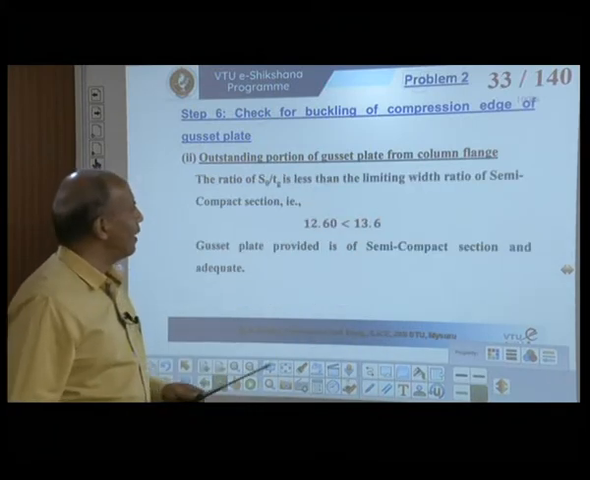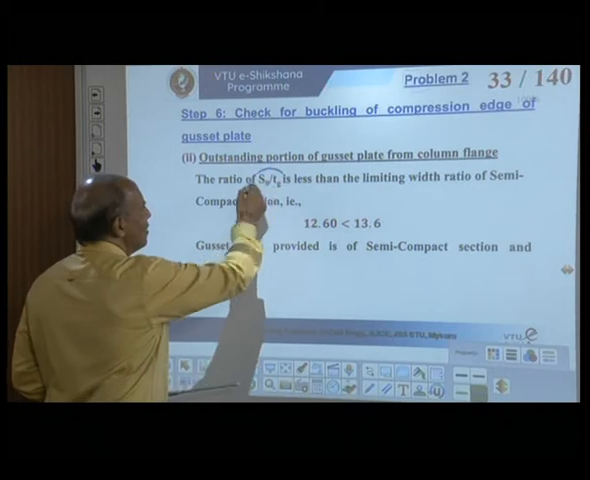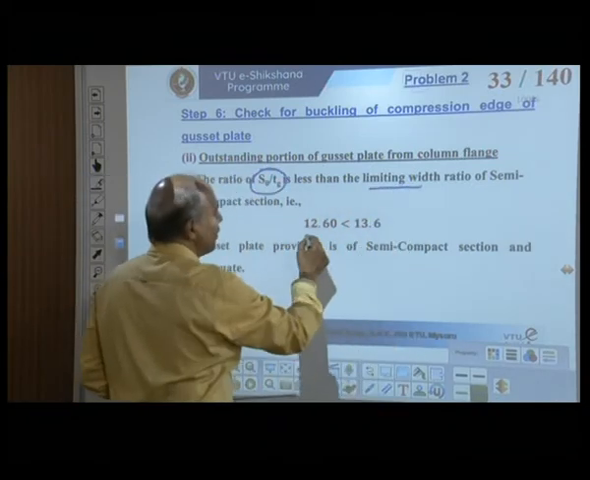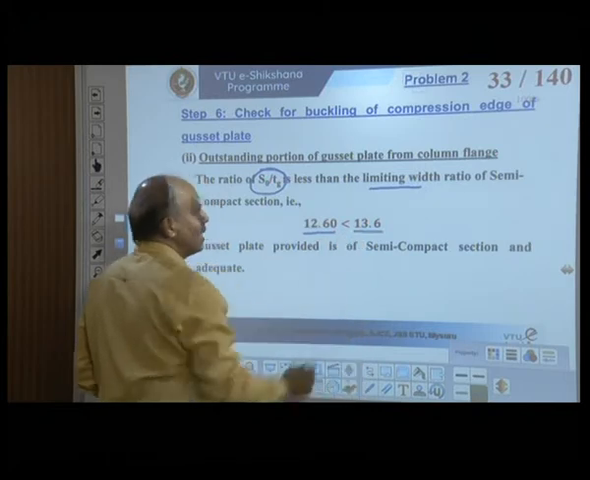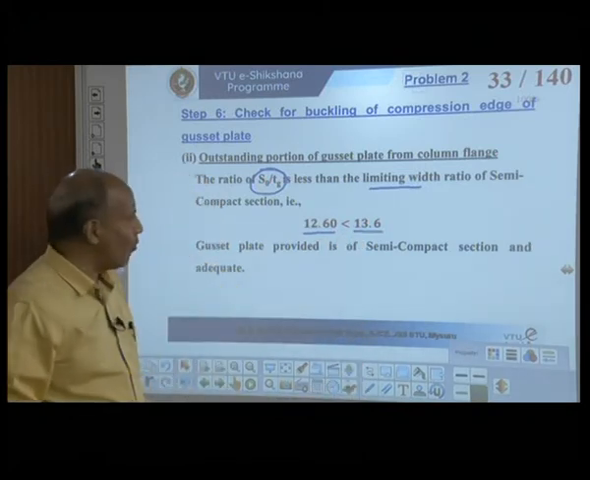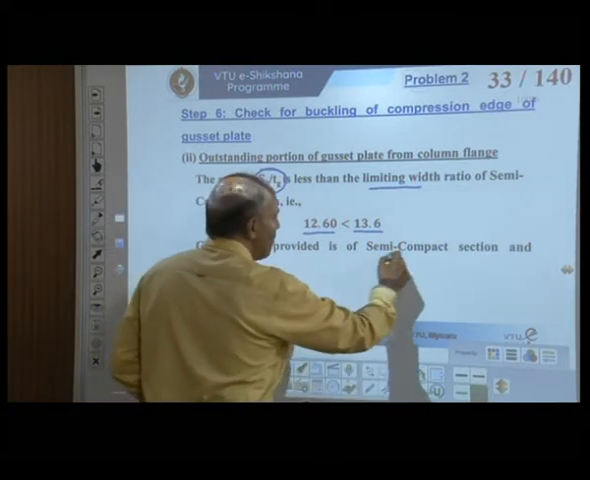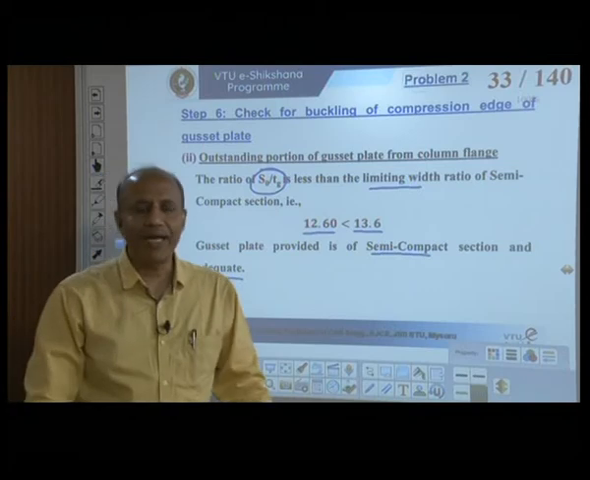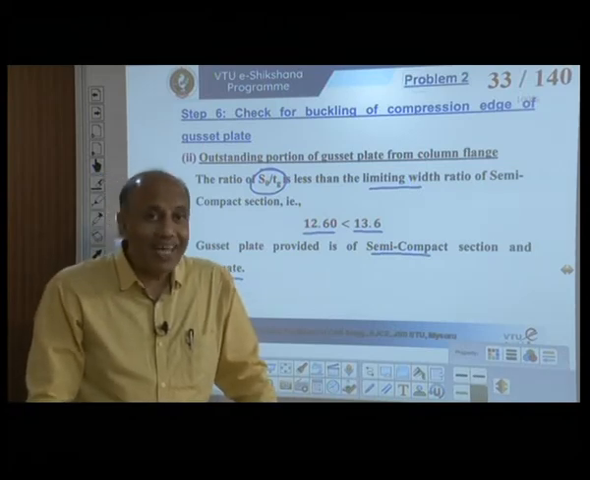Now, we are trying to compare this S naught by Tg ratio with that limiting width. So, that means, we are trying to say that 12.6 is less than 13.6. So, whatever section that we have provided is semi-compact and is adequate, correct. I hope you are trying to understand that; this is fine.